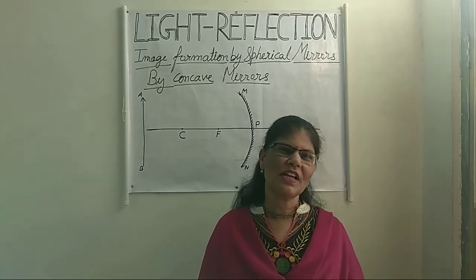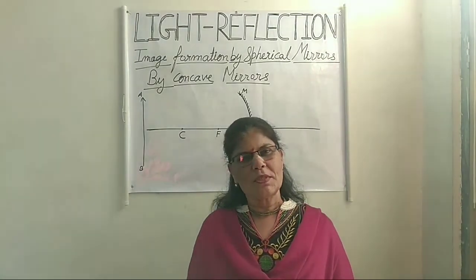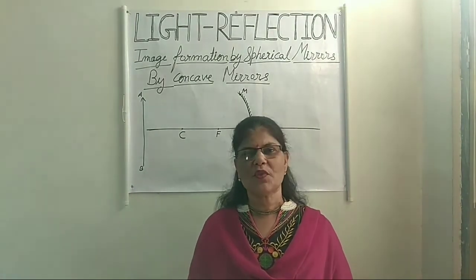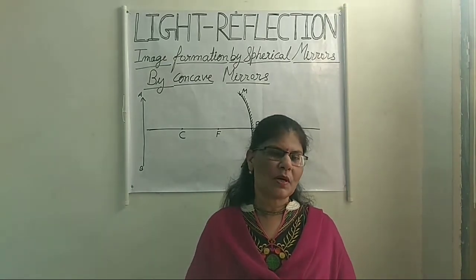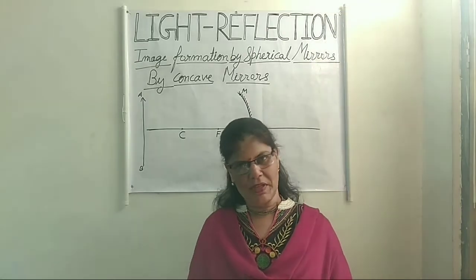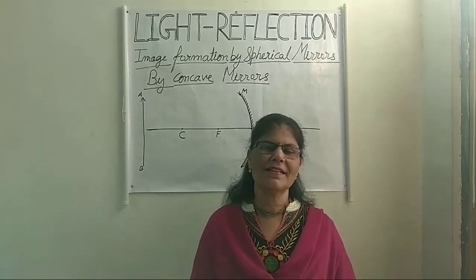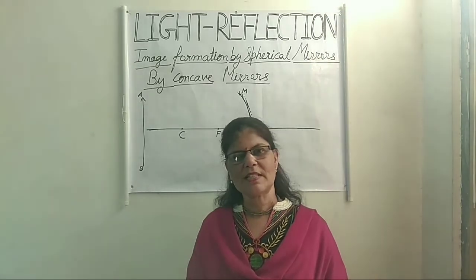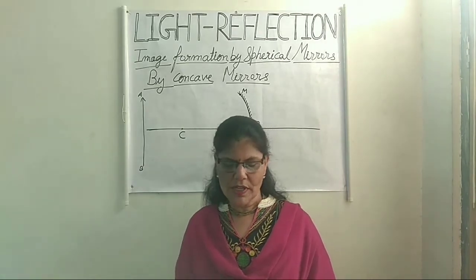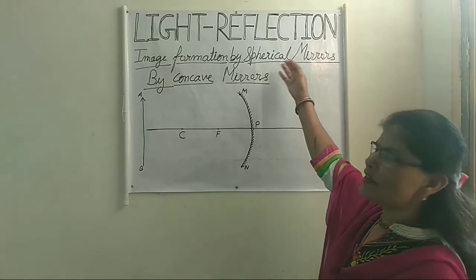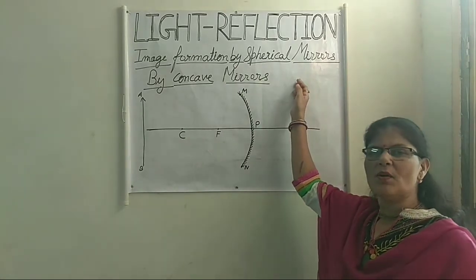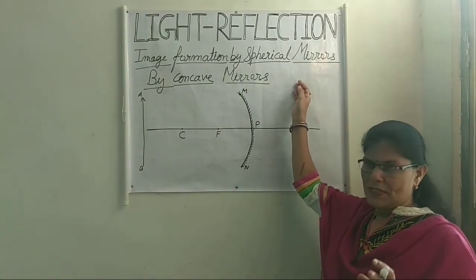In the last video, we discussed the 4 rules which are used for image formation by spherical mirrors. And I have also discussed converging and diverging mirrors. We know that a concave mirror is a converging mirror and a convex mirror is a diverging mirror. Today we will discuss image formation by spherical mirrors by using any two of the 4 rules.